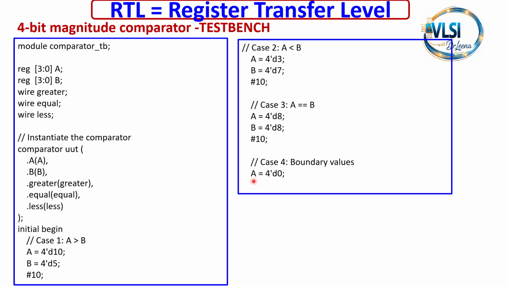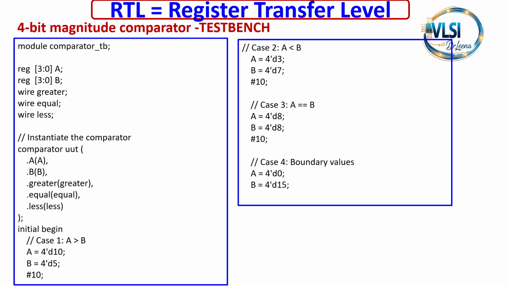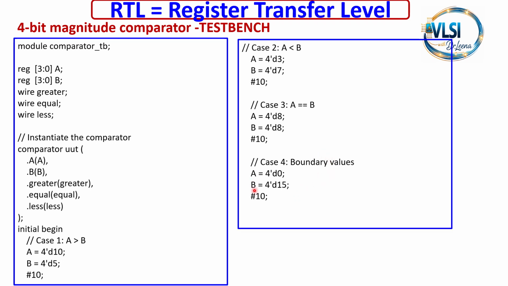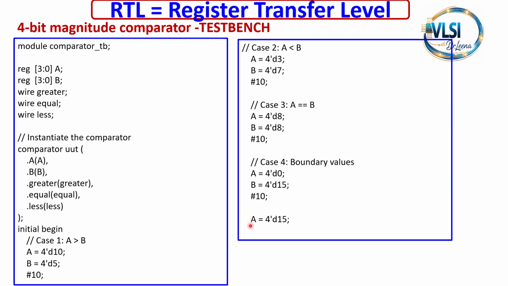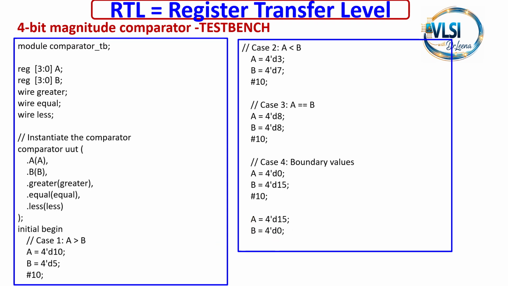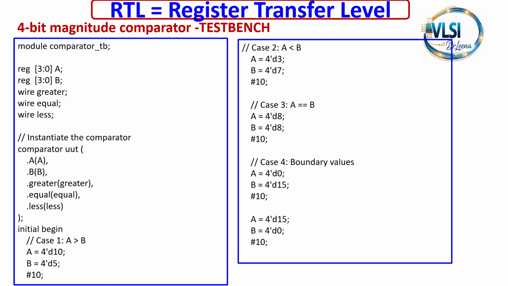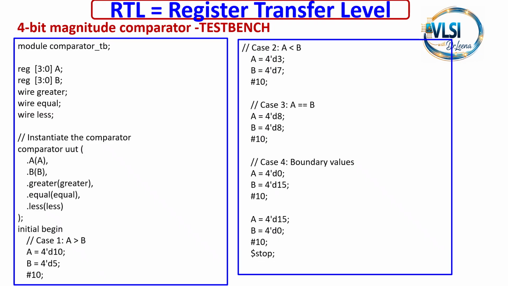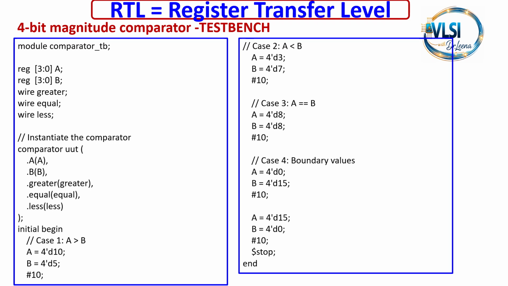Look at this. First we are giving the value for A as 0 and value for B as 15, and we are checking the case. After checking it, it will take 10 time units and performs the next case checking. So in the next case, A is given as 15 and B is given as 0. So it checks it, and after 10 time units, it will stop the simulation, and then it ends the module. So this is the 4-bit magnitude comparator test bench.